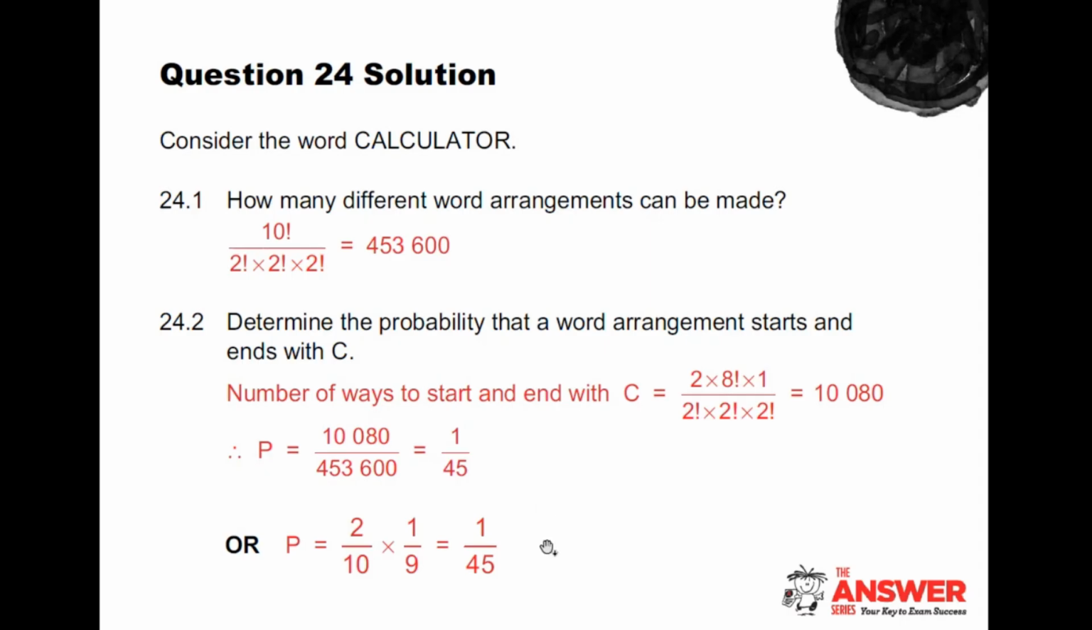Here's my sneaky way. What's the chance that it starts with a C? Well, how many C's are there? 2. How many letters are there? 10. So the chance that it starts with a C is 2 over 10. What's the chance that it ends with a C? Well, how many C's are left if I've got a C at the beginning? There's only 1 C left. How many letters are left? Only 9 of them. Same answer. So I don't know which one's better. Whichever way. As I say, I usually do it twice just to check myself.